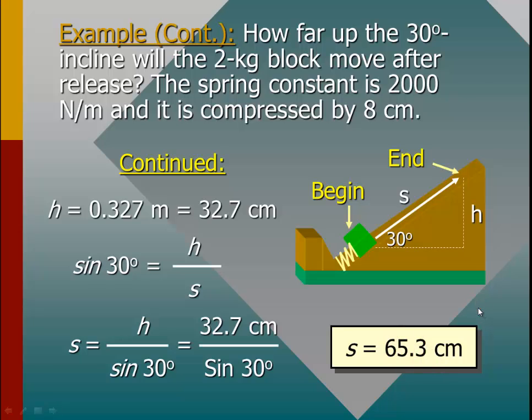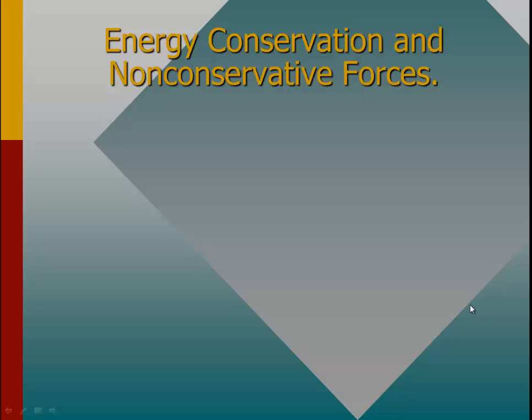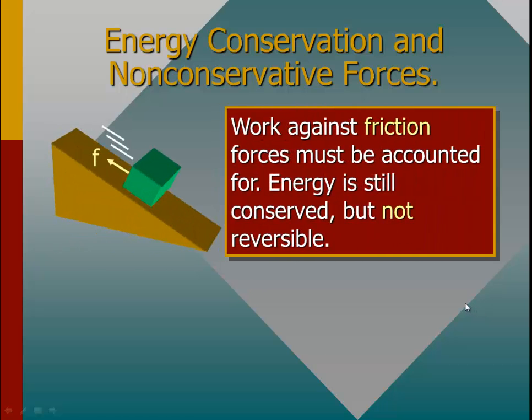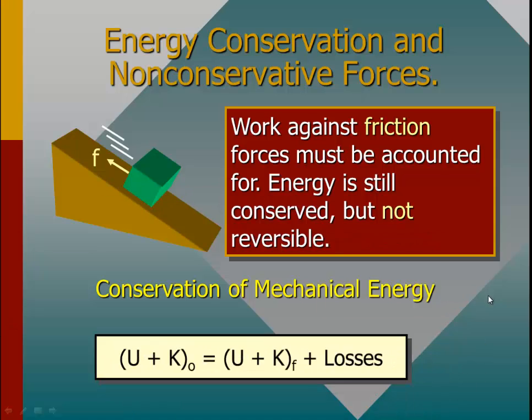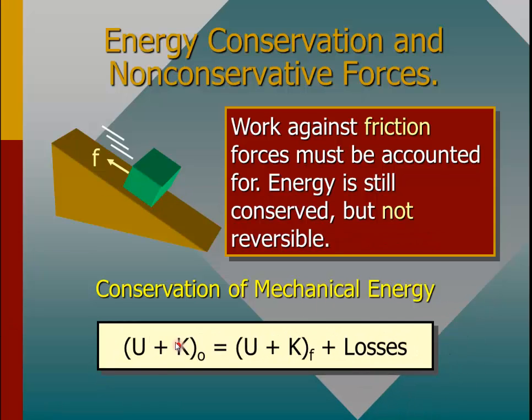Energy conservation and non-conservative forces. The work against friction forces must be accounted for. Energy is still conserved but not reversible. So, conservation of mechanical energy: the initial potential and kinetic energy is going to equal the final potential and kinetic energy plus any of it that's lost to the work done by friction.